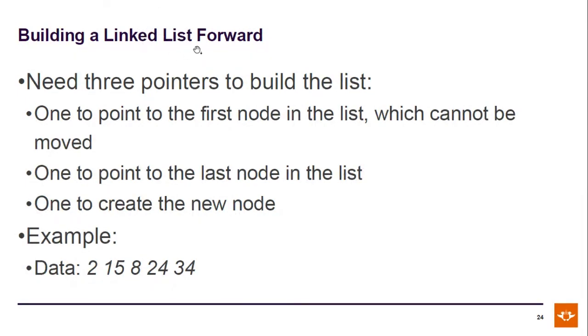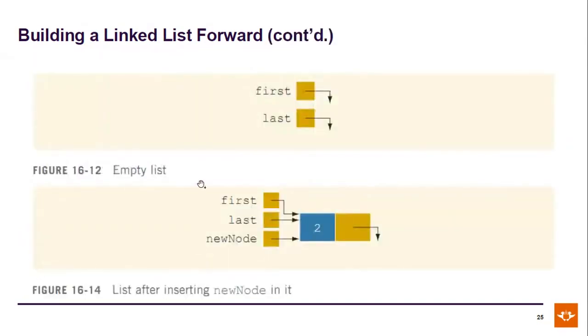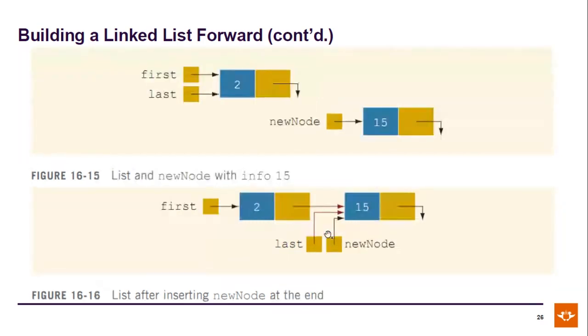This is building a linked list forward. In this case, you would only move the tail of the list, but the head you cannot move. So you always add an item at the end of the list, and then you need another pointer to create the new node, which you will add to the list. Here's an example where you have data 2, 15, 18, 24, 34. You'd have your head and your tail. Your head will point to 2, your tail will point to 2, and the new node will also point to this memory location, which is 2.